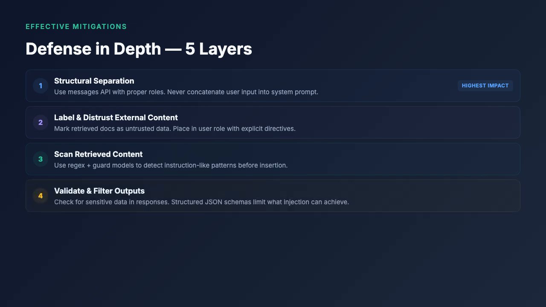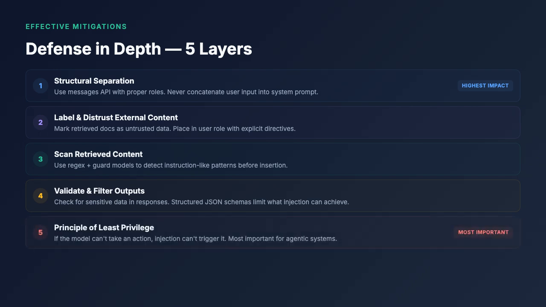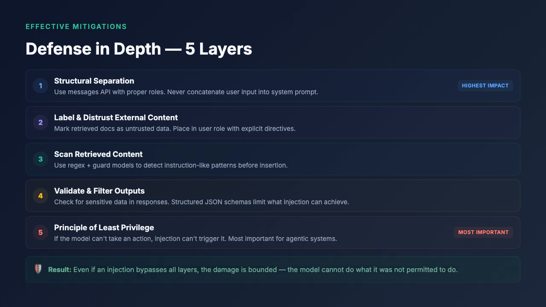Layer 4. Validate and filter outputs. Check for sensitive data in responses. Structured JSON schemas limit what injection can achieve. Layer 5. Principle of least privilege. This is the most important layer for agentic systems. If the model cannot take an action, injection cannot trigger it. A model that can only read a database cannot be tricked into deleting records. The result: even if an injection bypasses all layers, the damage is bounded because the model cannot do what it was not permitted to do.